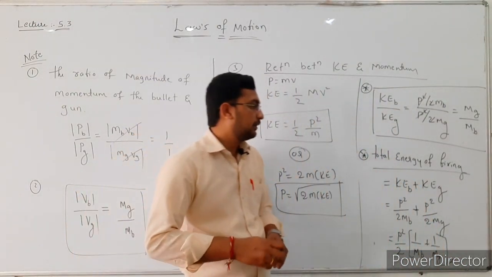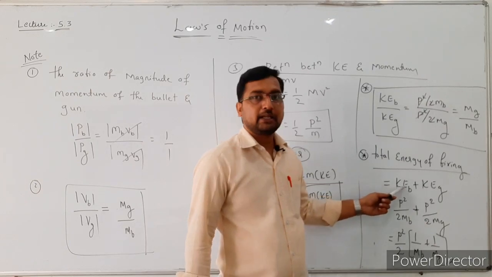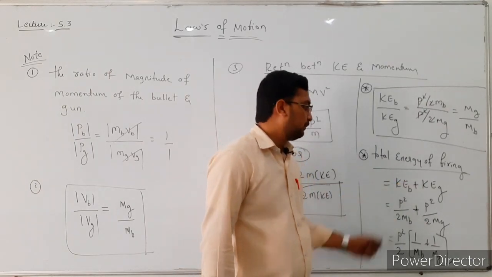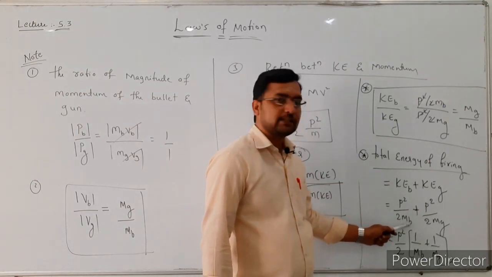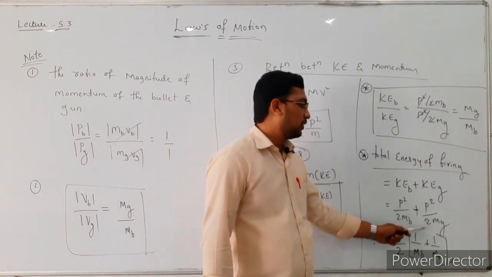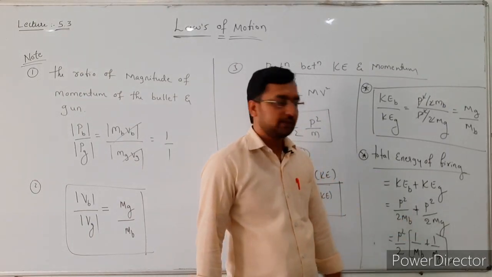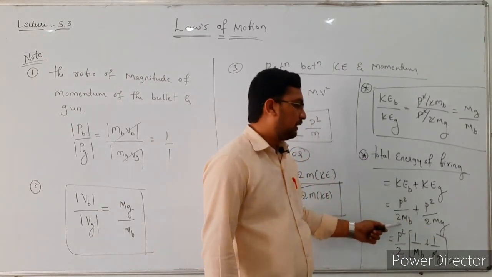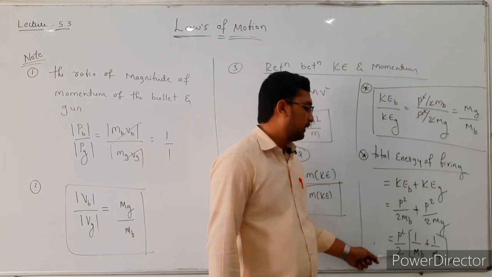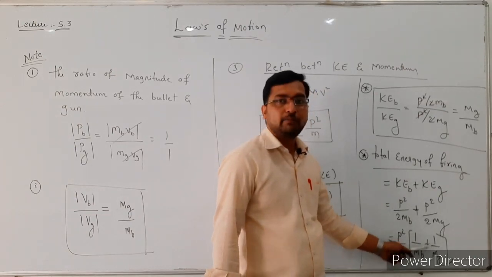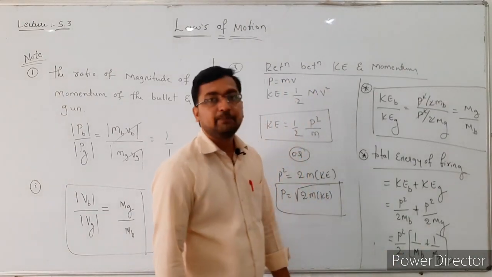The total energy of the firing is equal to the kinetic energy of the bullet plus the kinetic energy of the gun, which is p square divided by 2 into mass of the bullet plus p square divided by 2 into mass of the gun. The momentum and the 2 are constant terms, take them outside, then it becomes p square divided by 2 times the bracket of 1 divided by mass of the bullet plus 1 divided by mass of the gun.